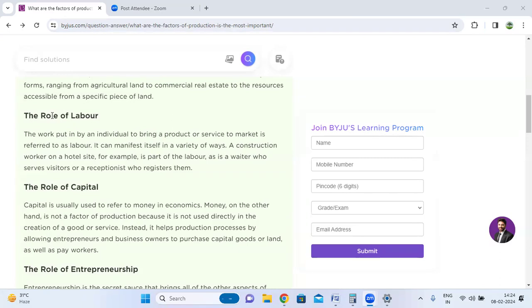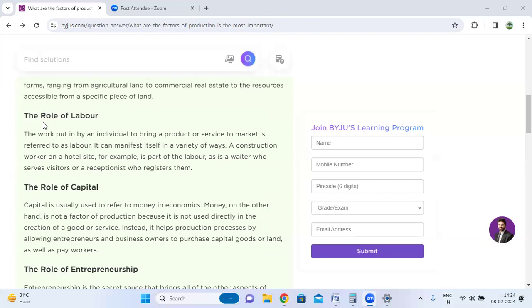Land is freely available from nature. Not only the surface and soils are included, but also other free gifts of nature below the surface and above the surface are included. For example, forests, minerals, fertility of soil, water. So these are also land.